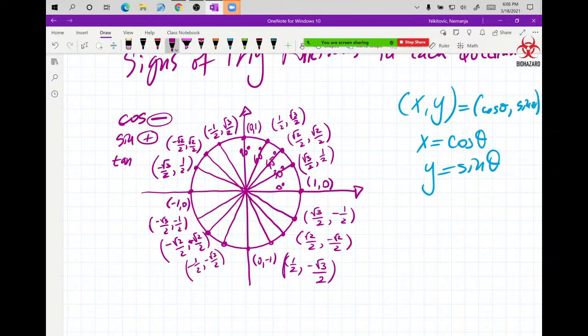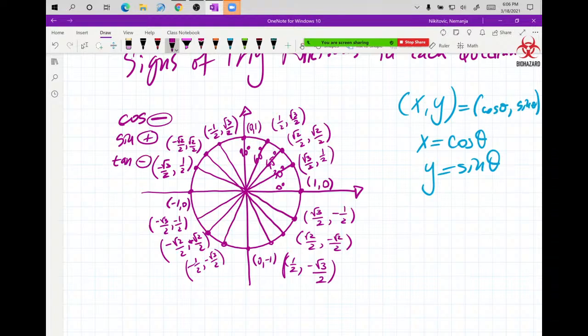Come on, it's not a trick question. You know what the identity for tangent is. Can anyone tell me that? We did that last class. Is it sine over cosine? Perfect. Sine divided by cosine. And because it is sine divided by cosine, you're dividing positive by negative, it is negative.